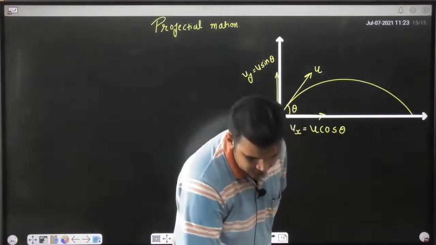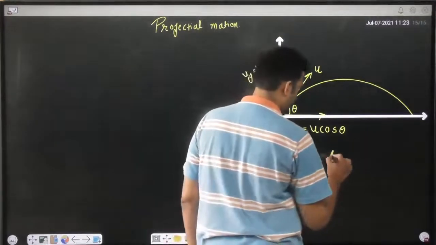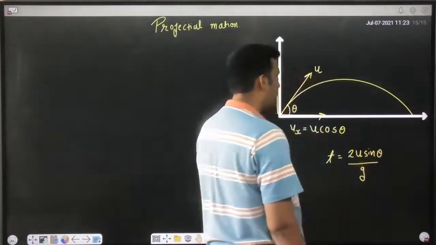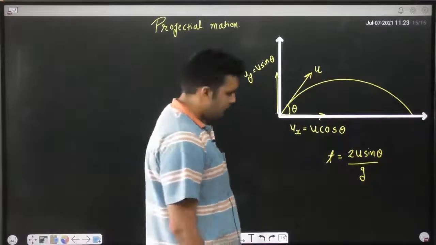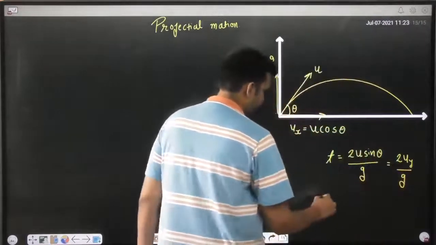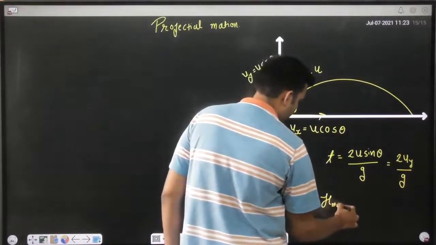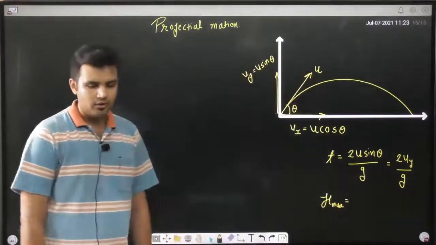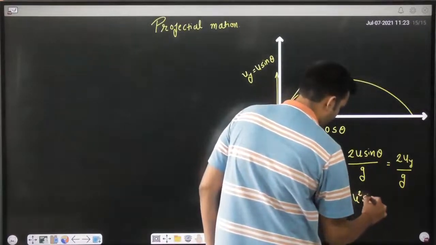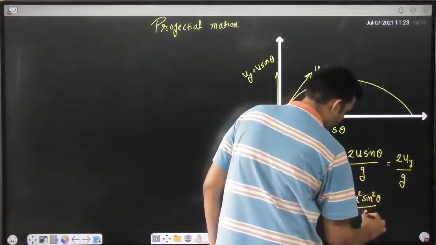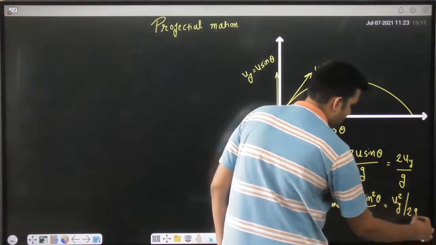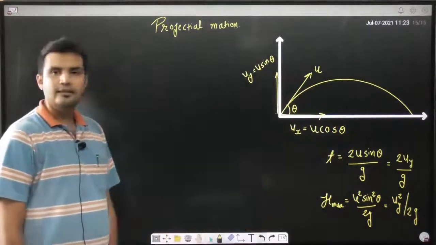So in this case we derived the first equation for time of flight as 2u sin theta over g, or 2uy upon g. The second one was the maximum height, that is u square sin square theta by 2g. So it is nothing but uy square by 2g. This is the second equation.